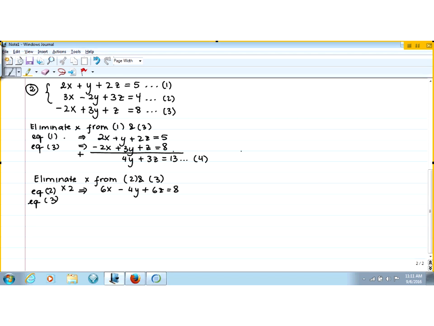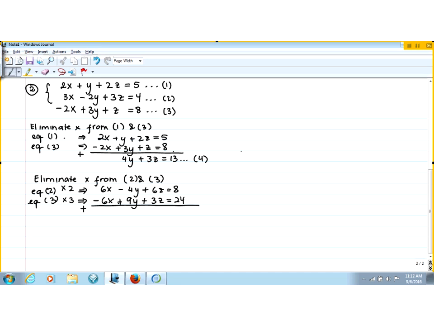Okay, good. So I have my 6x. What about equation 3? Multiply by 3. So what do we have? Negative 6x plus 9y plus 3z is 24. So we multiply each one of them by 6. But I'm sorry, by 3.